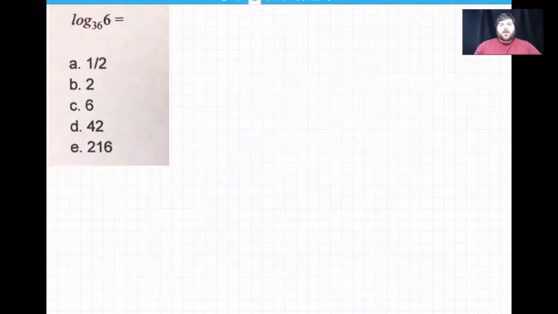All right, welcome to week 8 practice problems. We're going to start out with a logarithm problem. It says log base 36 of 6 equals what?